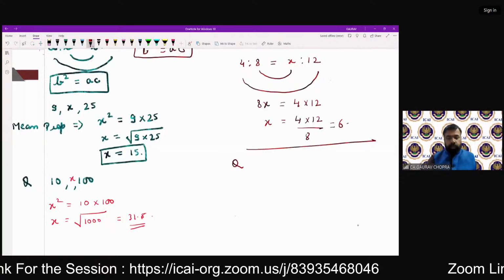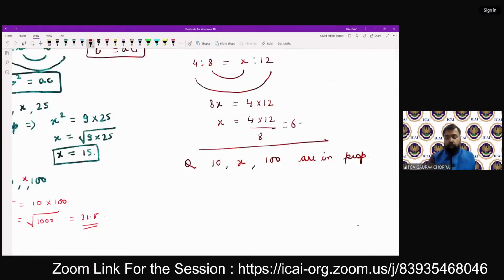So for 3 values, b squared is equal to ac is the formula. Therefore x squared is equal to 10 multiplied by 100. So therefore your value will be x equal to root of 1000, or you can write 10 root 10. Even if you solve this completely, you will get 31 point something.